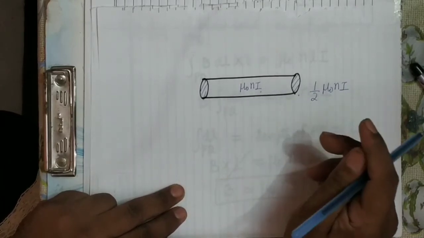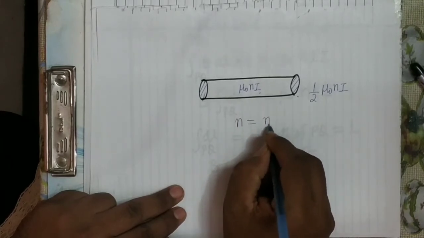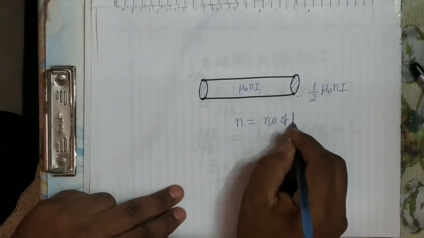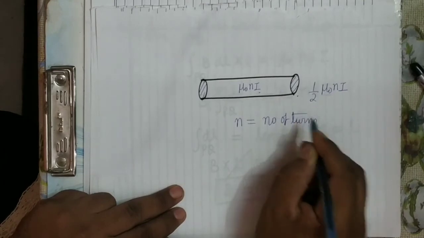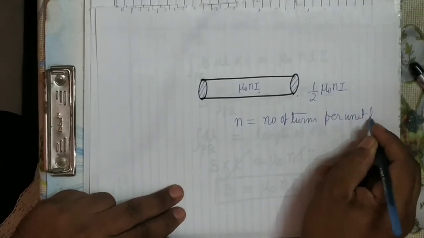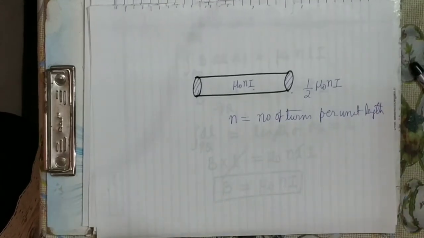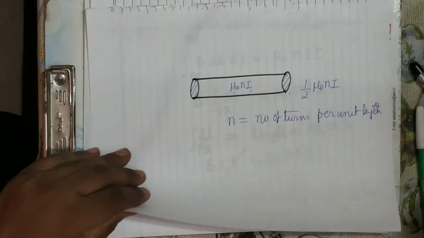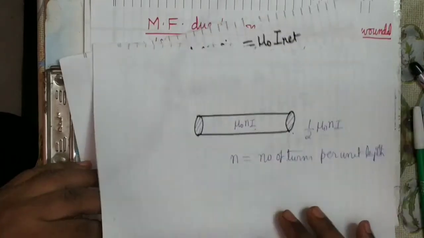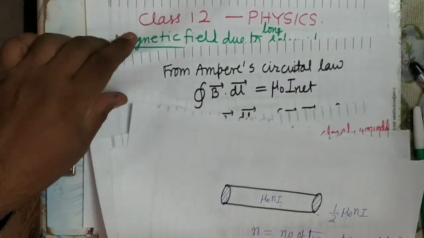Now see here. What is n here? n is the number of turns per unit length. This you remember. So in this lecture we will do only up to here. Now the toroidal solenoid is left, that we will do in the other lecture.